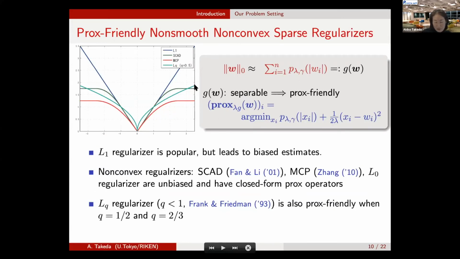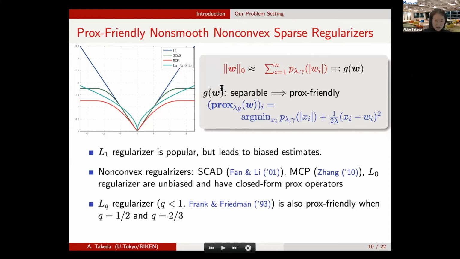Also, we can change the sparse term L0 to a different one. SCAD, MCP, and the LQ regularizer are also alternative regularizers that achieve sparsity of the solution. They are proximal friendly, non-smooth, non-convex, sparse regularizers. The LQ case is special: only for particular values of Q is there a closed-form proximal operator. But SCAD, MCP, and L0 have closed-form expressions.